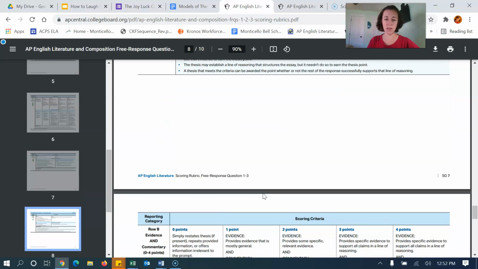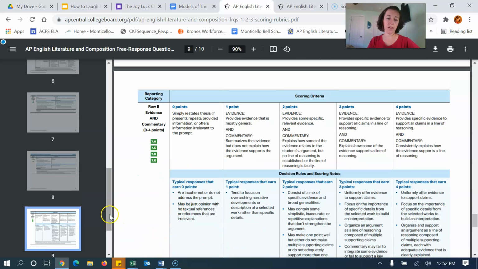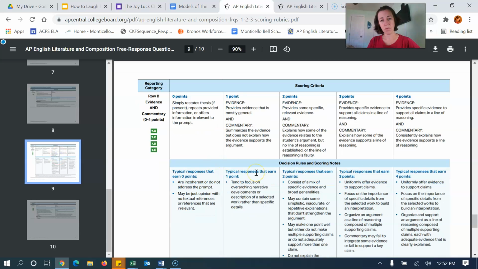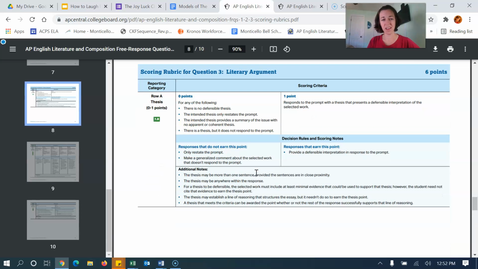We're going to move down to the 3rd rubric because it's the one for our literary argument essay, and that's the one that you all have written for today. So there's 3 rows in the new rubric. Row A is the thesis row. It's worth 1 point. So you either earn the point or you don't earn the point for thesis. And it's all about whether or not your thesis is defensible in response to the prompt.